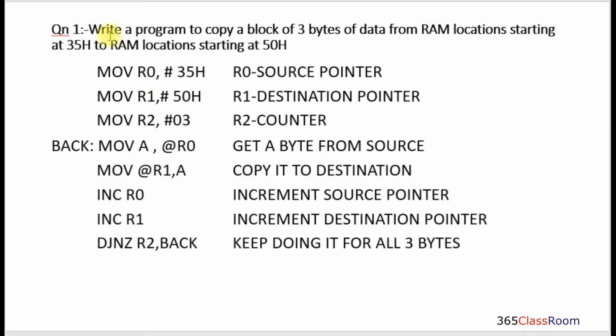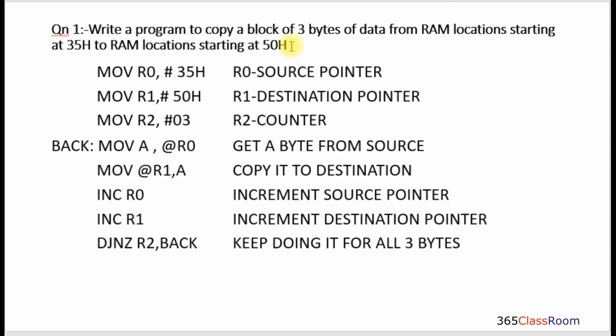First question. Write a program to copy a block of 3 bytes of data from RAM locations starting at 35H to RAM locations starting at 50H. That means you have to copy 3 bytes of data from 35H RAM location to 50H RAM location. For that, you require 2 registers for initializing these two values 35H and 50H. Then you require one more register for initializing these 3 bytes of data.